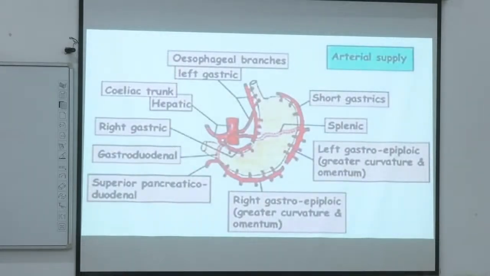So these are the arteries supplying the stomach. See, this is the abdominal aorta. From here, the celiac trunk is arising. The 3 branches of the celiac trunk are the left gastric, splenic, and common hepatic. The left gastric lies along the lesser curvature and gives some esophageal branches for the distal end of the esophagus. The splenic artery is tortuous, going to supply the spleen. It gives the short gastric arteries, and the left gastroepiploic artery for the greater curvature and omentum.